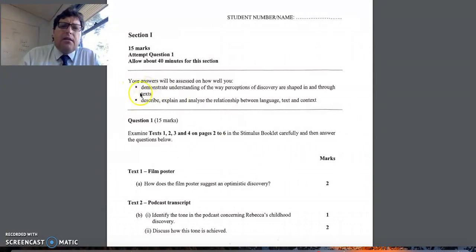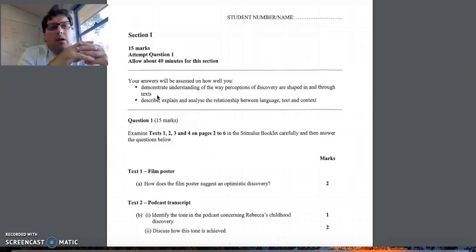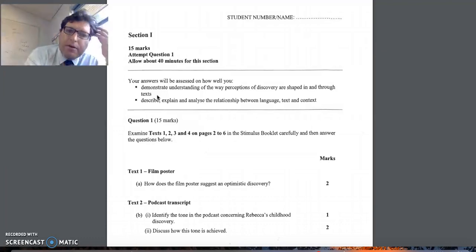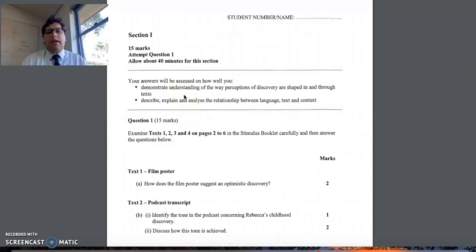Take a note of this. These two dot points always point you in the right direction. You should be highlighting or thinking about what's happening in those dot points, because that is what you need to be answering, because that's where we're getting our criteria from. Are you demonstrating an understanding of the way perceptions of discovery are shaped in and through text?